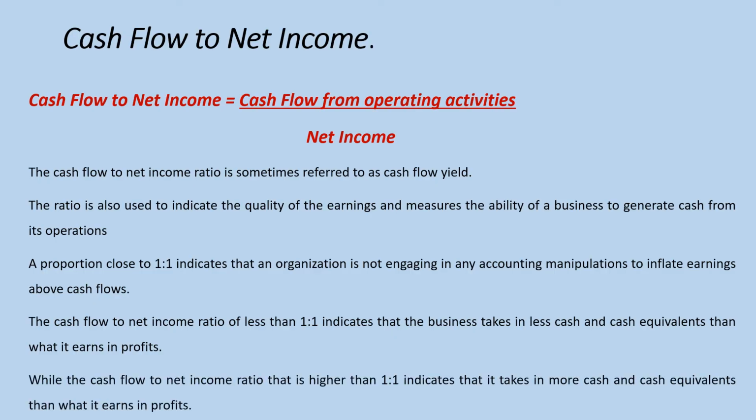In general, a net cash flow to net income ratio less than 1 to 1 indicates that the business takes in less cash and cash equivalents than what it earns in profits. Whereas a net cash flow to net income ratio greater than 1 indicates that it takes in more cash and cash equivalents than what it earns in its profit.